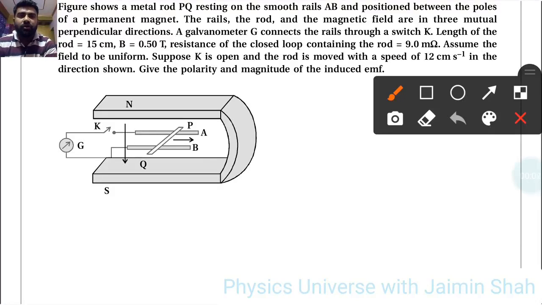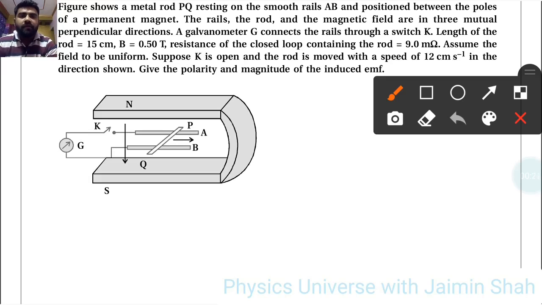Figure shows a metal rod PQ resting on the smooth rails AB and positioned between the poles of a permanent magnet. The rails, the rod, and the magnetic field are in three mutual perpendicular directions. A galvanometer G connects the rails through the switch K.